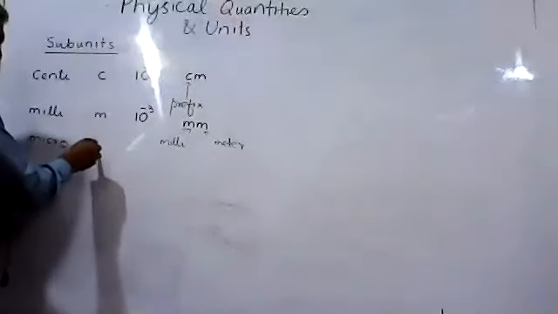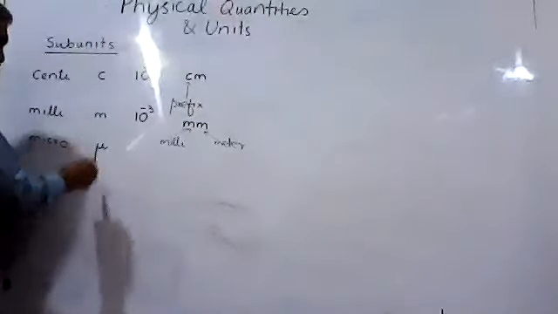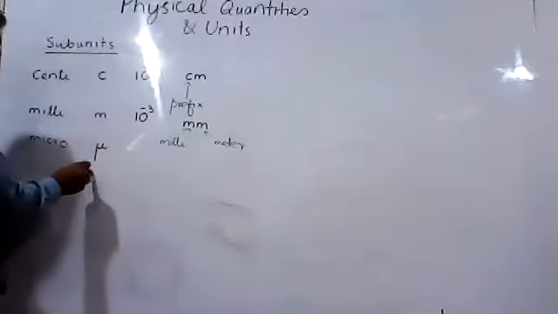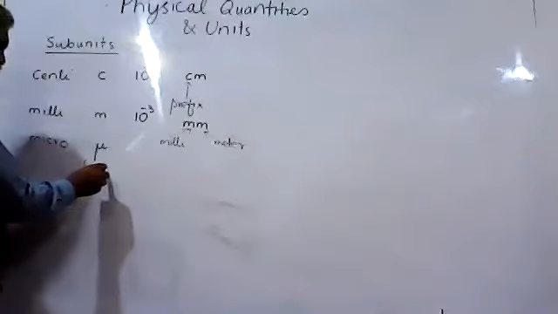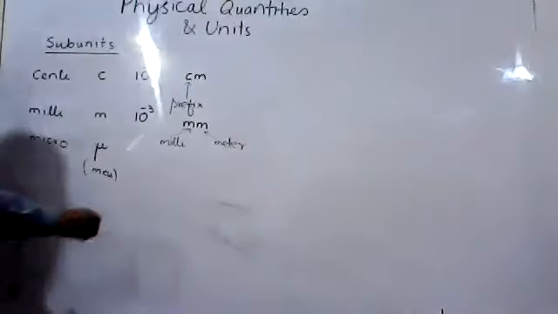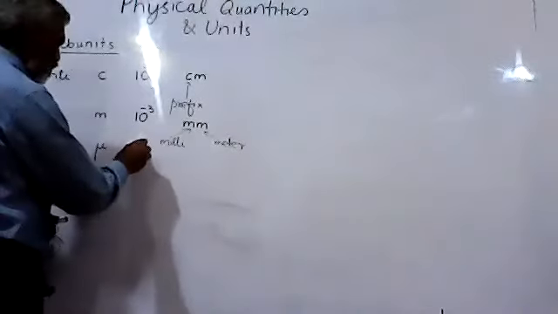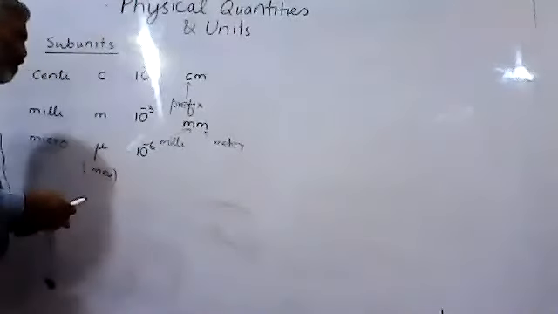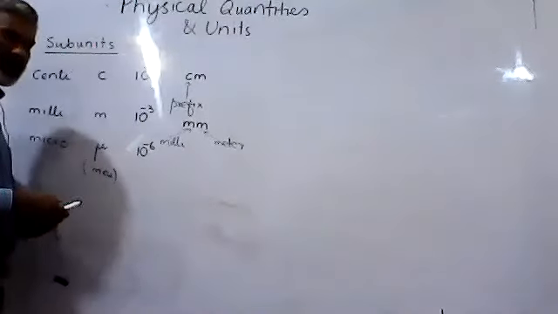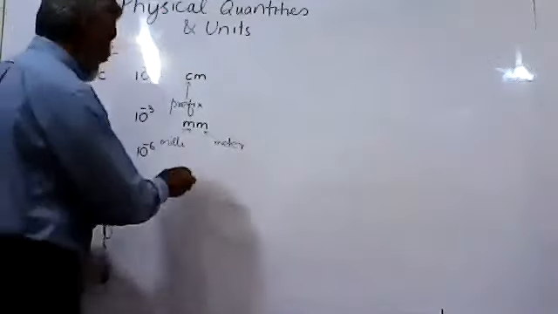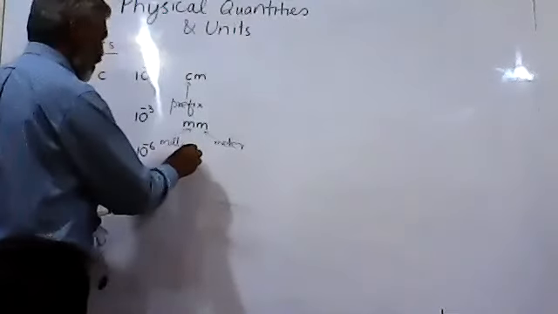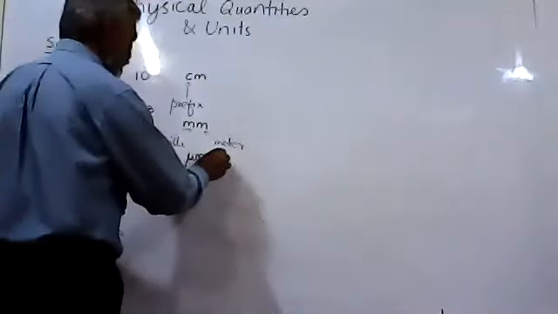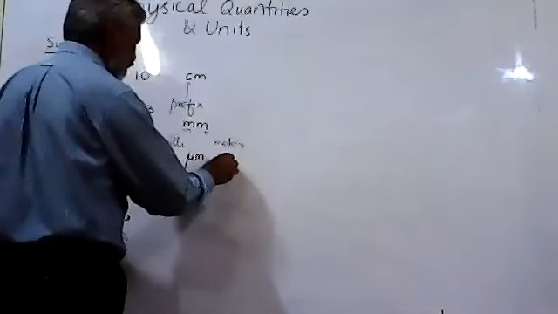Micro is always written as mu. This is a Greek letter, mu, M-E-U. And this is 10 raised to power minus 6, which means 1/1,000,000th of any quantity that is being measured. If it is length, it could be micrometer. If it is charge, it could be microcoulomb.